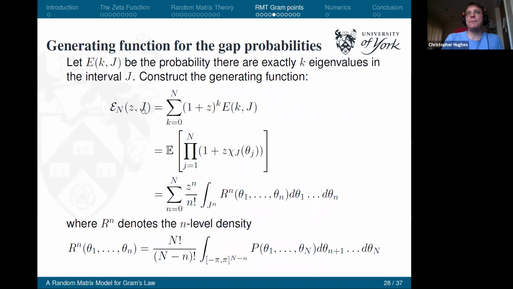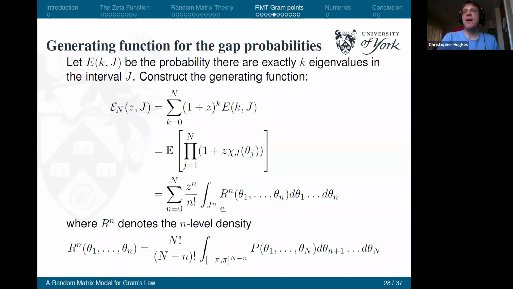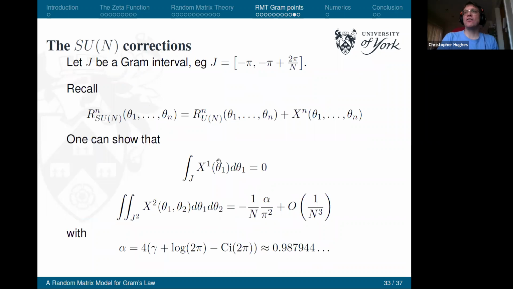Let me just go back a few slides to show where I'm going with this. I want to calculate this beast and do some differentiation. I can write this in terms of integrals of the n-level density, and it's a sum, and I can write each integral of an n-level density as the thing in the unitary case plus an error. If I do this sum for everything in the unitary case, I'm left with stuff I know. So all I have to do is the sum on the error terms, the bits that I don't know.